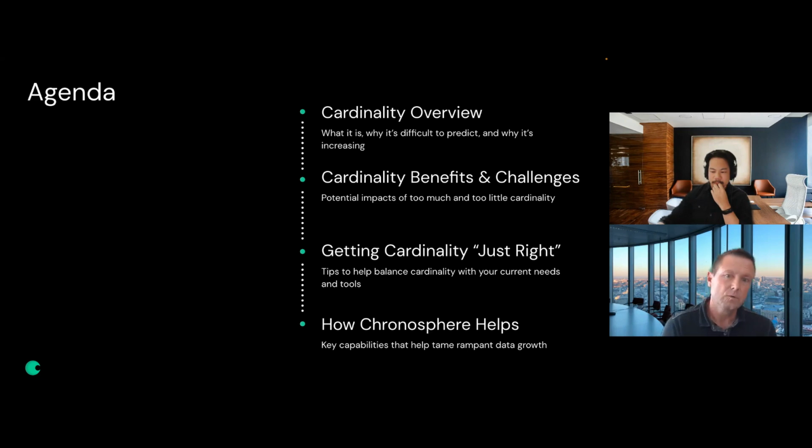In this webinar, we'll be discussing why cardinality is difficult to predict and what's causing it to be a problem now. What are the benefits and challenges? From a challenge perspective, what problems does it create? Potential systems and team impacts, business impacts. What are the barriers to getting it just right? And how do different organizations approach it for their needs? We'll talk about tips for managing cardinality using your existing monitoring and observability tooling. And then we'll give you a brief overview of how Chronosphere can help you manage this.